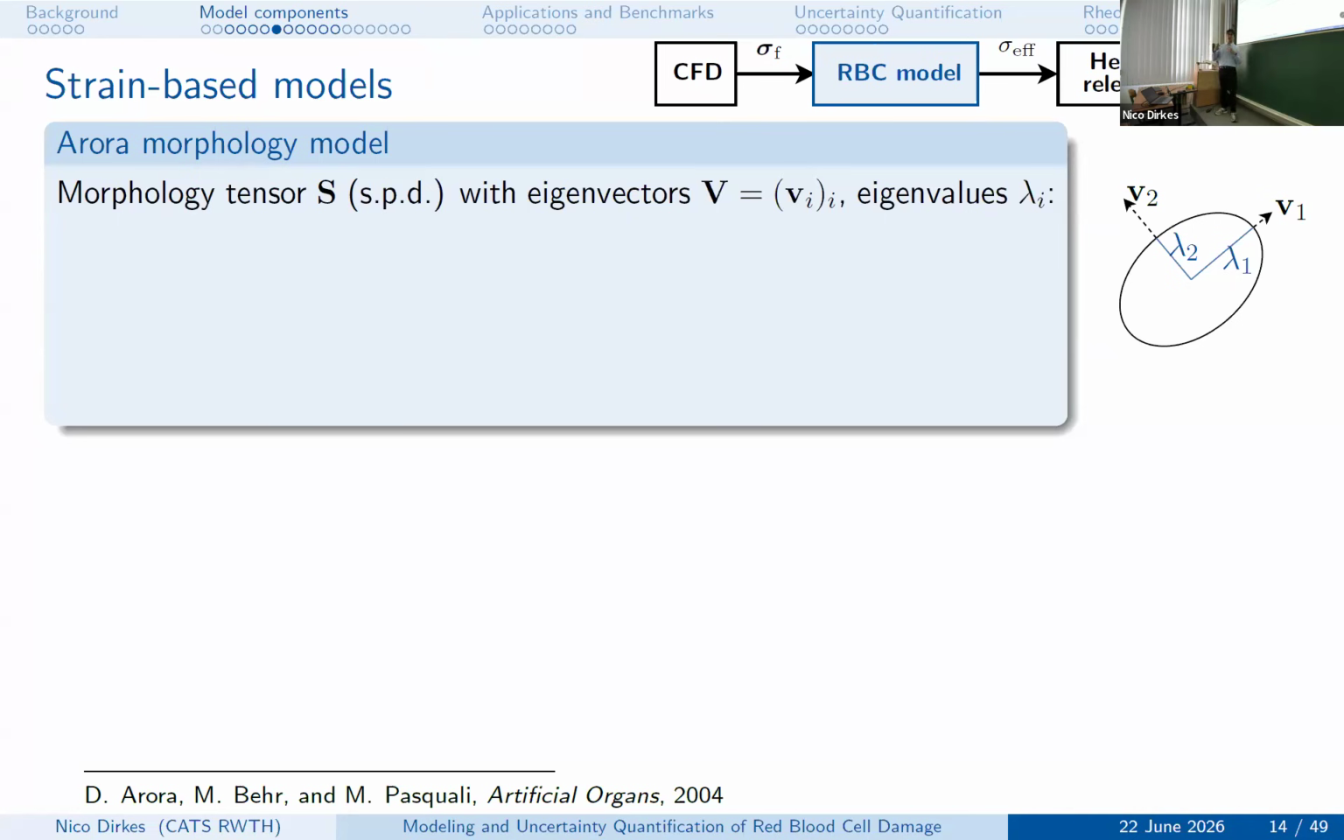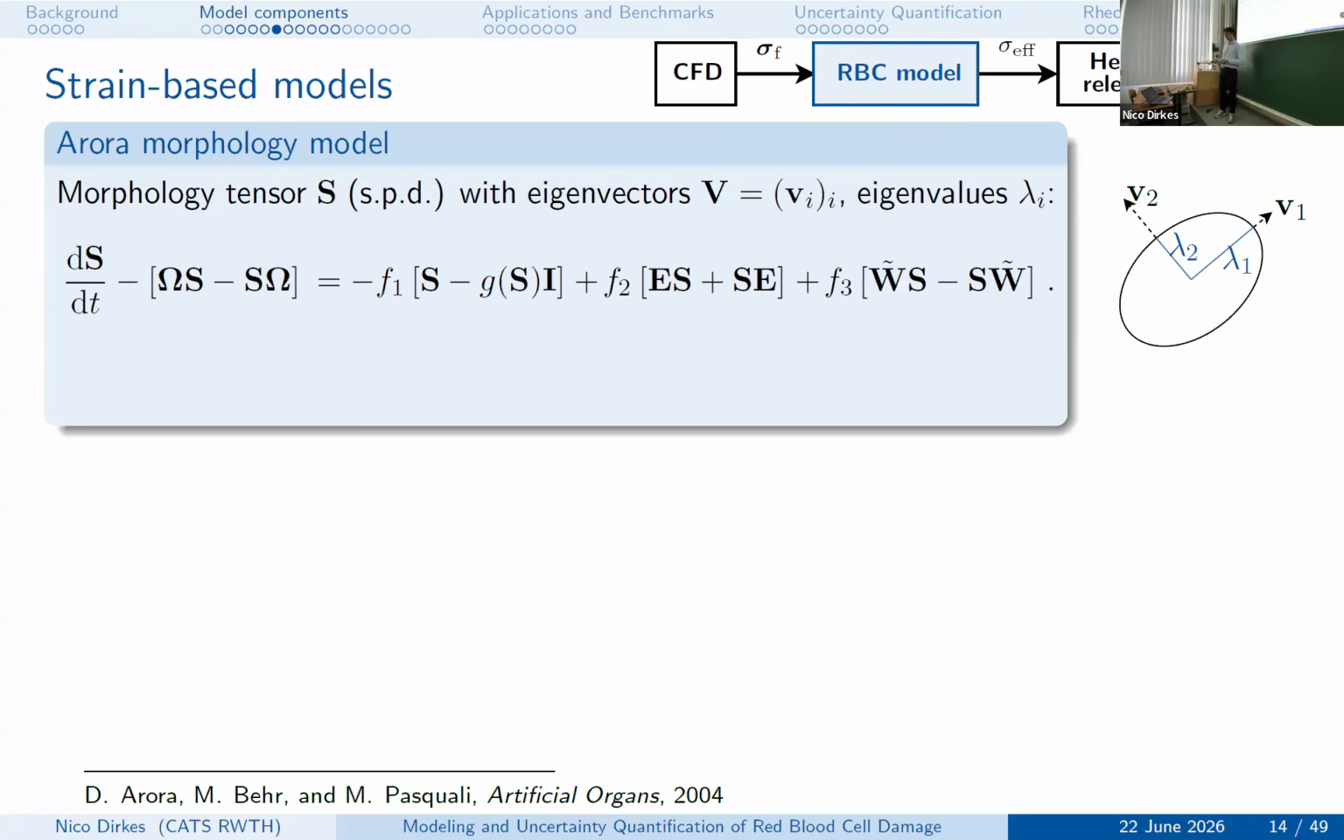So if we now assume that cells are always an ellipsoid, every ellipsoid can be described by a tensor, which we call the morphology tensor S, which is symmetric, positive definite. And the eigenvectors of this tensor represent the orientation of the ellipsoid, so the three major axes. And the eigenvalues represent the lengths of these axes. So a larger eigenvalue means more deformation in the direction of this axis. So just by this 3x3 SPD tensor, we can describe the shape of this ellipsoid.